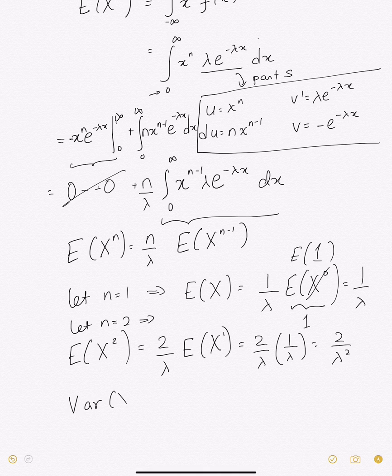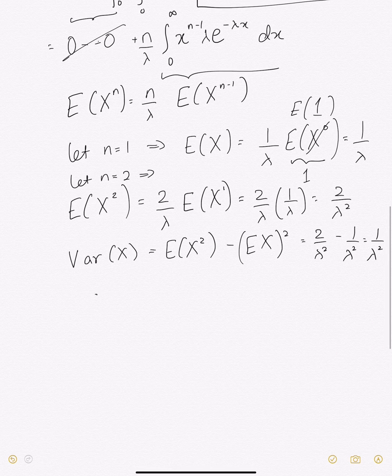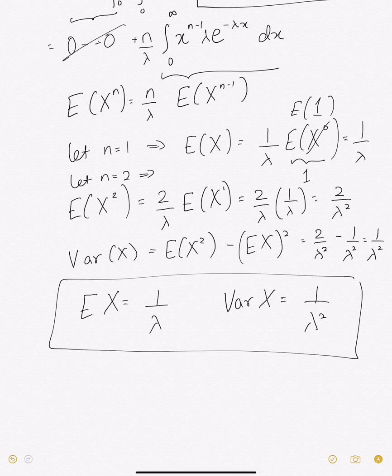That's the expectation of x squared. And so the variance of x, we know, will be expectation of x squared minus the expectation of x, whole squared. And so that's 2 over lambda squared minus 1 over lambda squared, and that will just be 1 over lambda squared. Okay, that's quite nice. We have these results: expectation of x is 1 over lambda, and variance of x is 1 over lambda squared, for an exponential random variable.